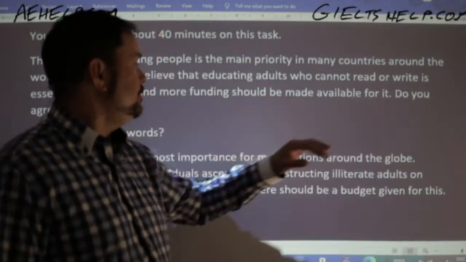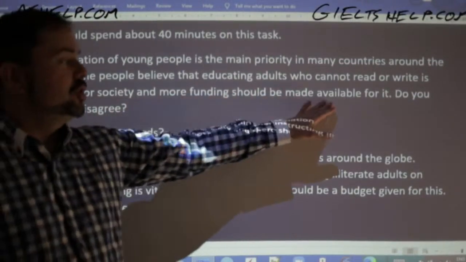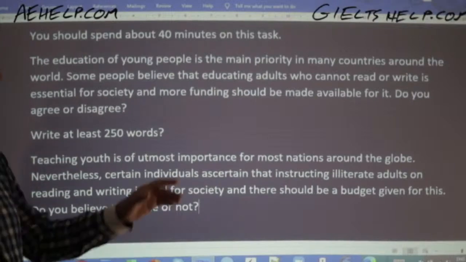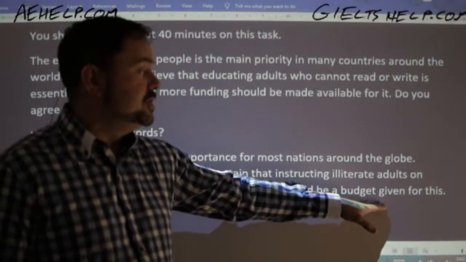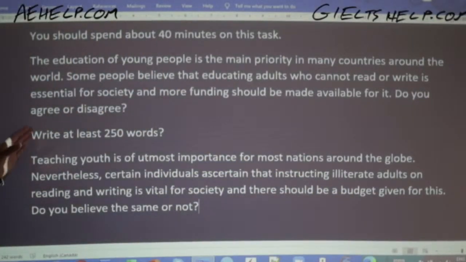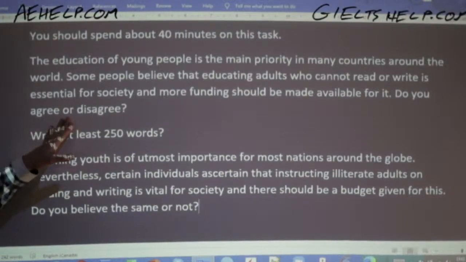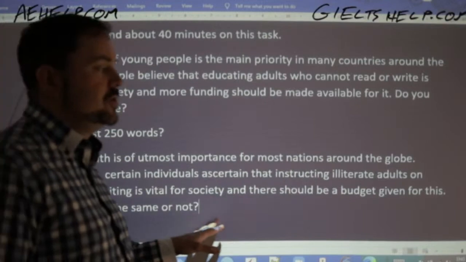So is essential for society, and more funding should be made available for it. So instead of funding, another nice word that I used is budget. So more budget should be given for this. And then do you agree or disagree? So do you believe the same or not?